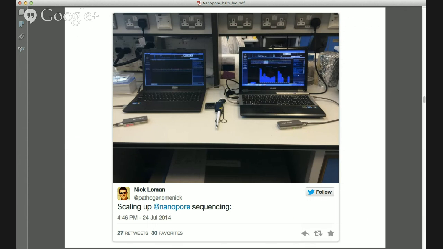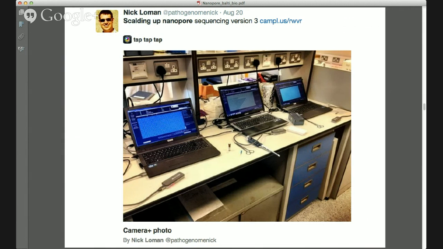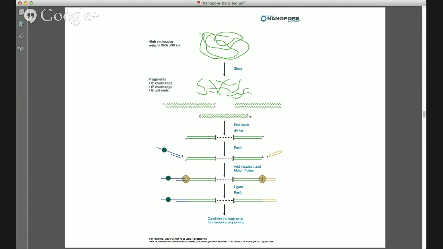Is it scalable? Here's our version of scaling. Clive's talked about the PromethION. At the moment we have something like 5 or 6 MinIONs, but we've only got 3 laptops, and so our way of scaling is to buy more laptops, and we have had all of these running at the same time. So that's one way of scaling, probably not the future way of scaling.